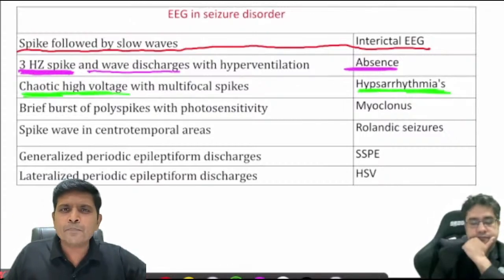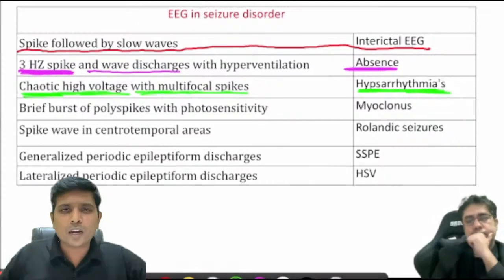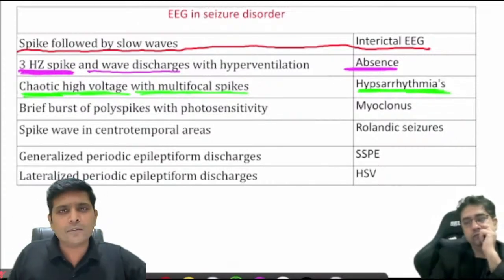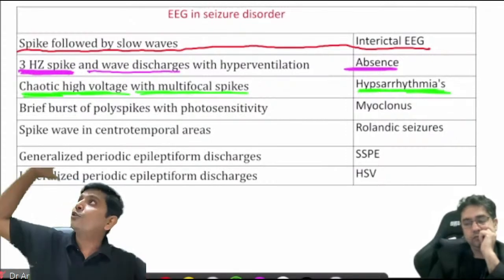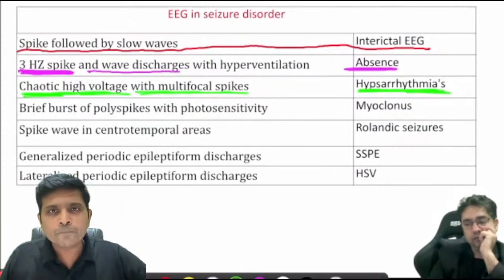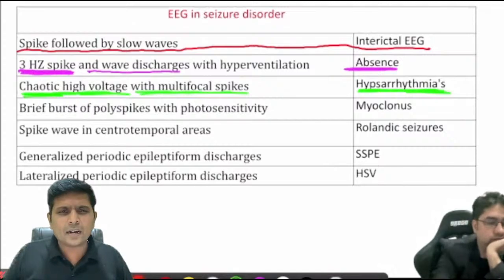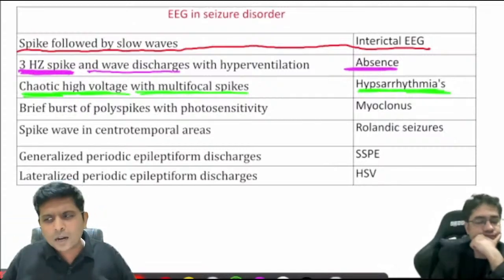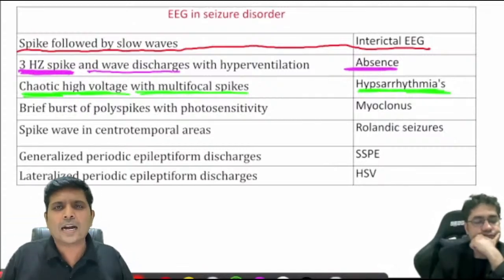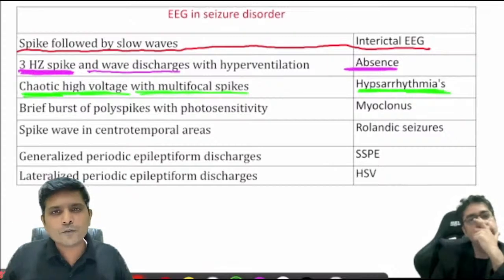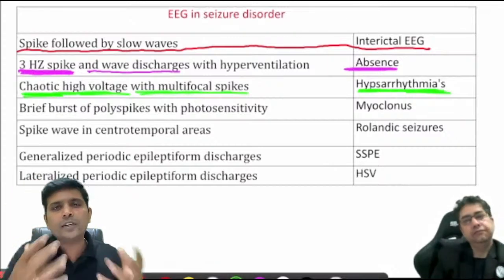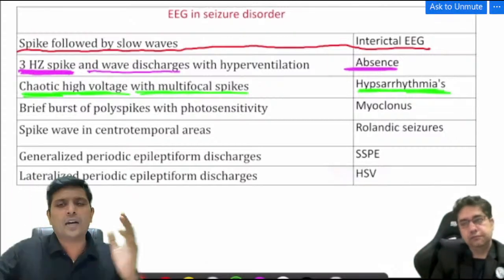What does it mean? When you think you are seeing a tsunami-like wave, you will see a normal wave. When you think that a normal wave is going to come, you will get a tsunami-like spike. This confused pattern of multifocal tsunami waves and normal waves occurs in hypsarrhythmia. I mean, tsunami means the amplitude of voltage, I am relating it to tsunami waves.